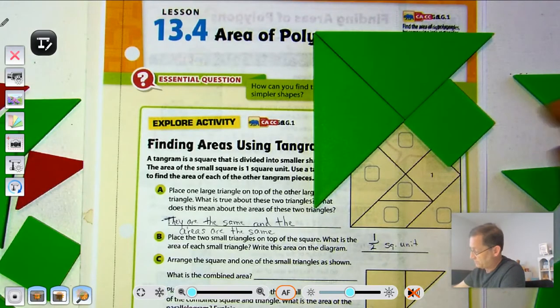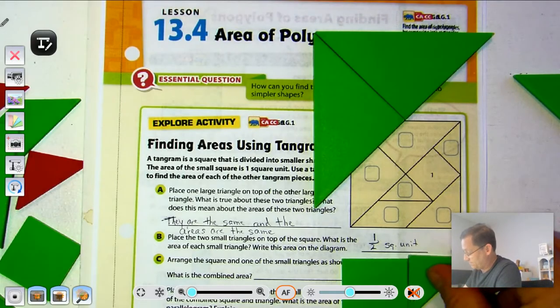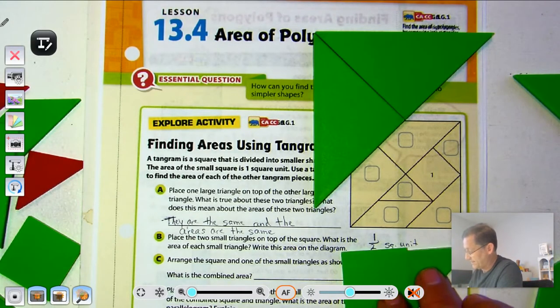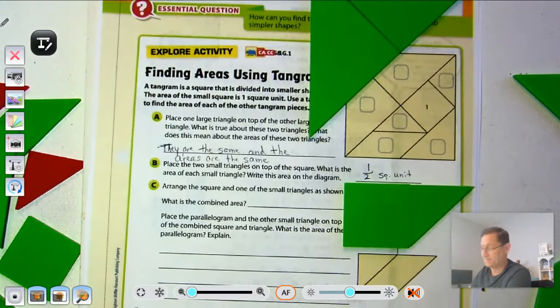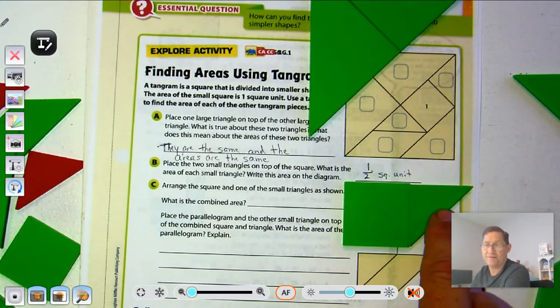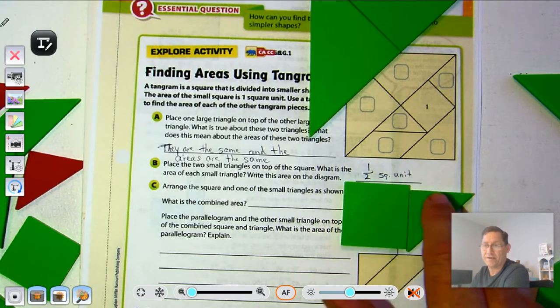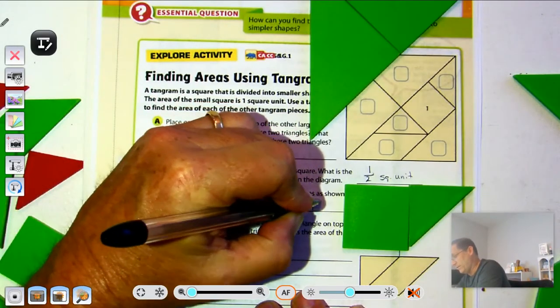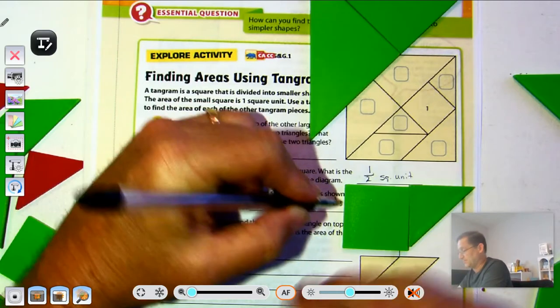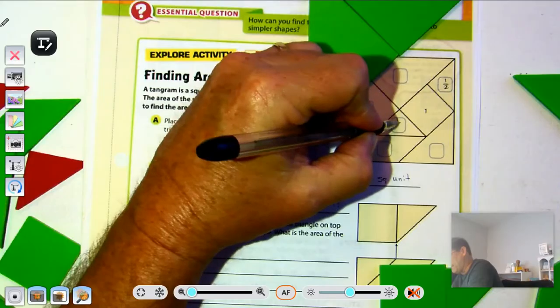So now arrange the square with one of the small triangles, so it looks like this. And what would be the area of that combination? So if you have a square and a small triangle, well, we know this is one square unit, and we know that each of the small triangles is half a square unit. So that has to be 1 1/2 square units. Okay. So each of the small triangles on here is half a square unit.